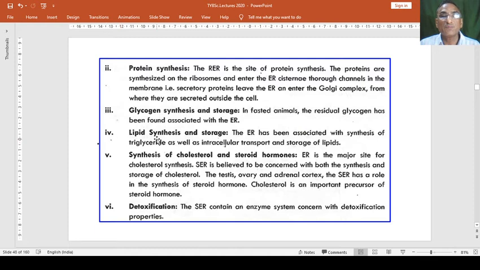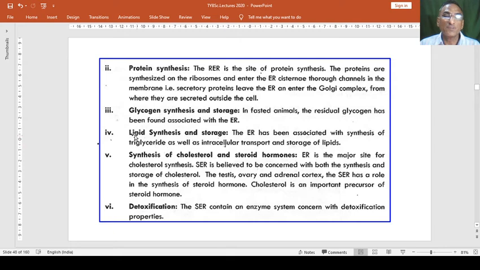Fourth function is lipid synthesis and storage. As the protein is synthesized, lipid molecules are also synthesized and stored in the body with the help of ER. In association with this, we can say, synthesis of triglyceride, meaning three molecules of fatty acid on glycerol, as well as intracellular transport and storage of lipid material occurs. So very simple.